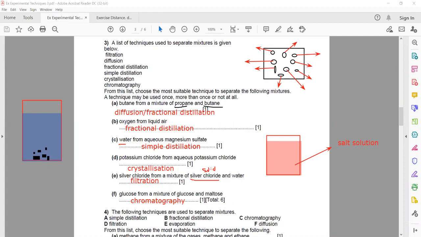Is it clear? Question 3. Anyone having a doubt? Any question or a doubt in 3? Yes, Abdullah? Sir, in D, can't we use the evaporation process? Yes, we can use evaporation, but in the list they did not mention evaporation, because in the question they mentioned from the list choose the most suitable. So in the list evaporation is not there. Otherwise, yes, you can mention evaporation. Okay, sir. Thank you.